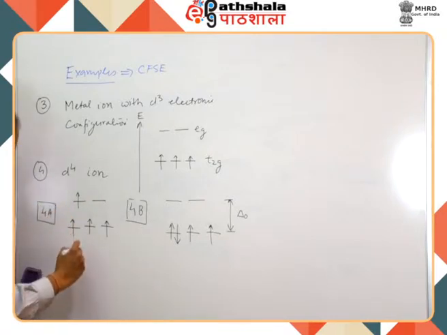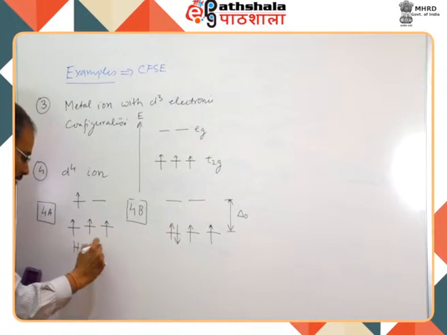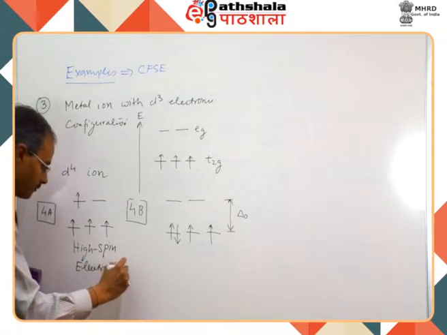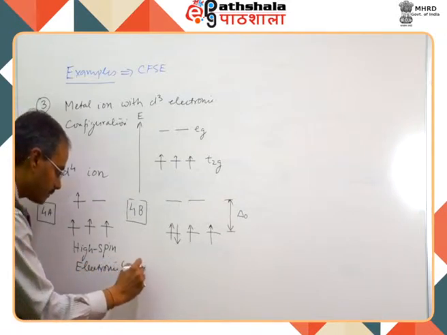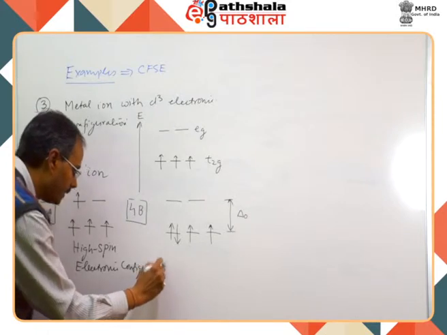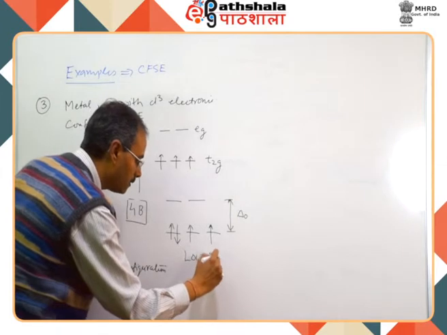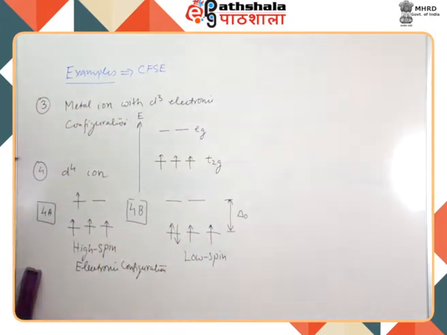The first one is called high spin electronic configuration, and the second one is called low spin electronic configuration.